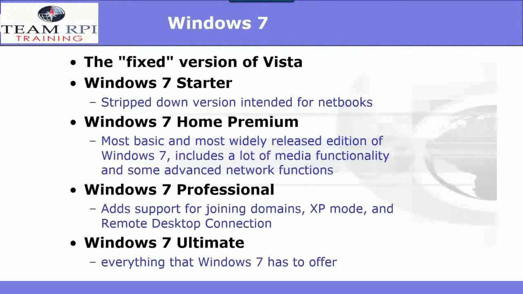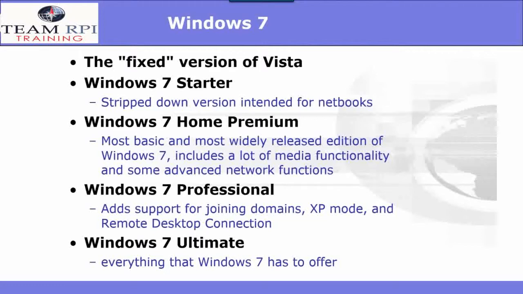Windows Vista was, well, not well received. It seemed to have a lot of issues and problems to work out in its earlier versions, and once fixed, Microsoft quickly released Windows 7. Windows 7 included Windows 7 Starter, Home Premium, Professional, and Ultimate.